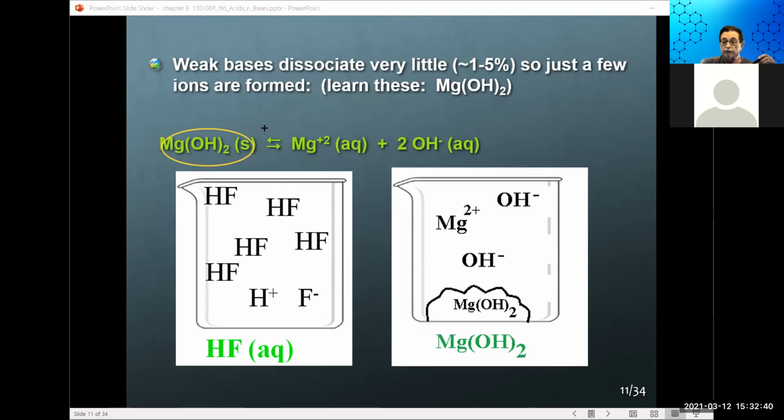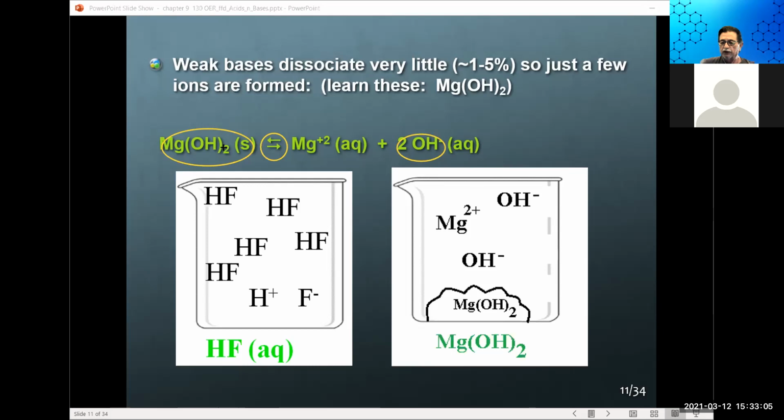We do have a double arrow, just like the previous example, meaning that we do have some ions, but not a lot. We do have some hydroxide in there, so that's why it's a weak base, because it is producing hydroxides, but not a lot. Now, it's producing 2 hydroxides. Why? Because there are 2 hydroxides in magnesium hydroxide.